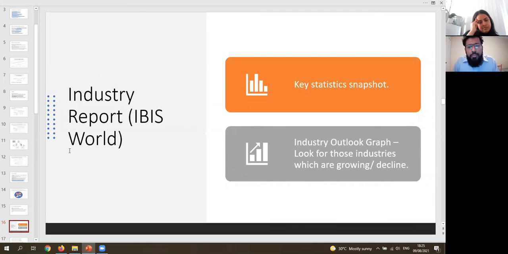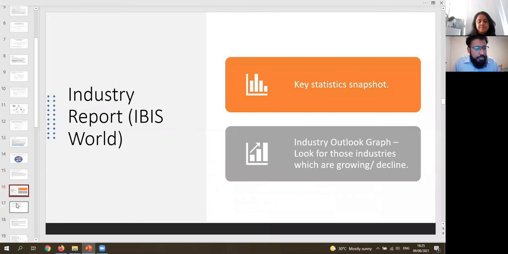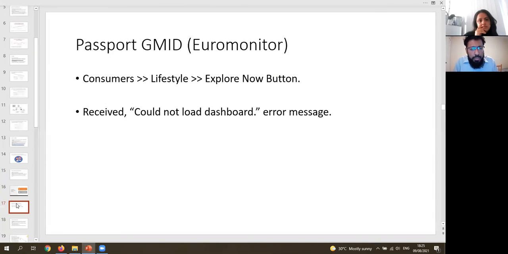Okay, industry report IBES word. So I will just jump over this just because of time limitation. I wanted to talk something about the Euromonitor, but I checked their website today in the afternoon, and they had a "could not load dashboard" error message.